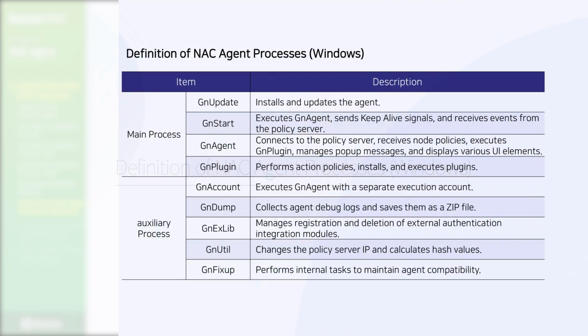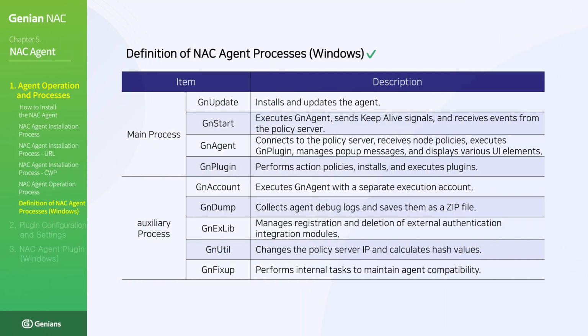Let me explain the processes that operate when the NAC Agent is running. The NAC Agent includes critical processes that run periodically or continuously in the system. Key processes include GN Update, GN Start, GN Agent, and GN Plugin. These are essential for the core functionality of the NAC Agent. Additionally, there are other processes that run either once during system initialization or for specific purposes. Representative examples of these auxiliary processes are GN Account, GN Dump, GN Xlib, GN Util, and GN Fixup.